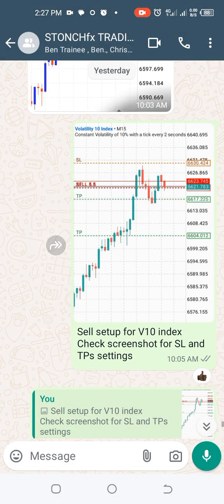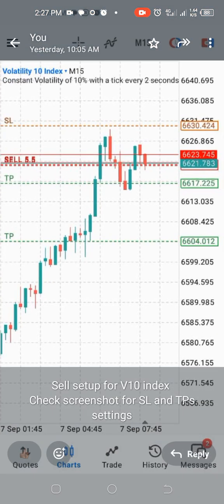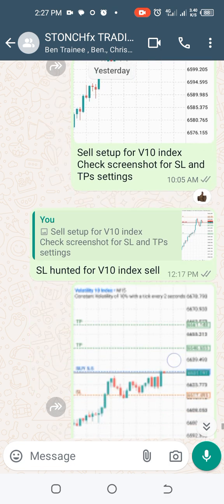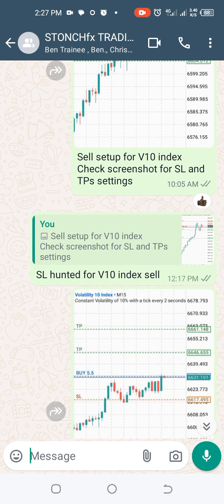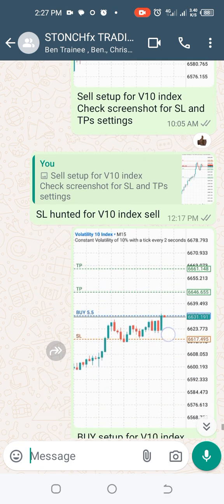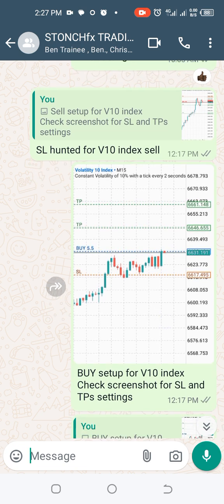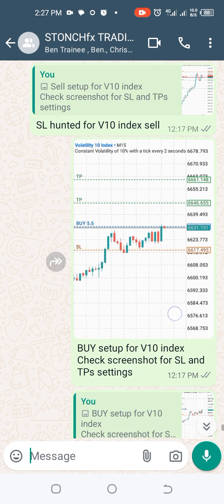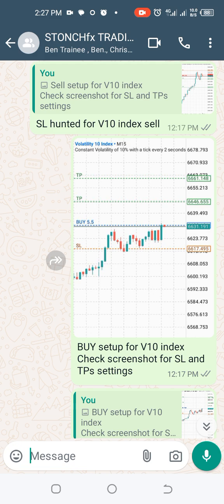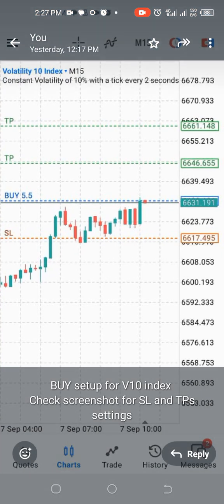I gave the setup to sell volatility 10 index. Check screenshot for Excel and TP settings. However, the Excel was hit for volatility 10 index. So I further gave a buy setup for V10 index. Check screenshot for Excel and TP settings. You can see the entry, the stop loss, TP1 and TP2.